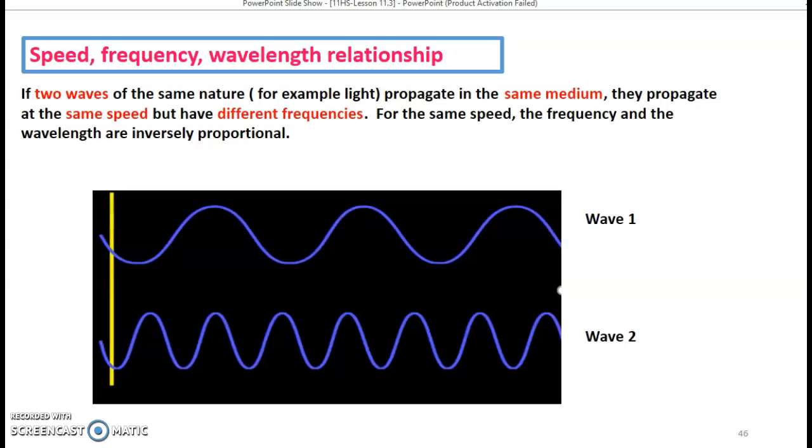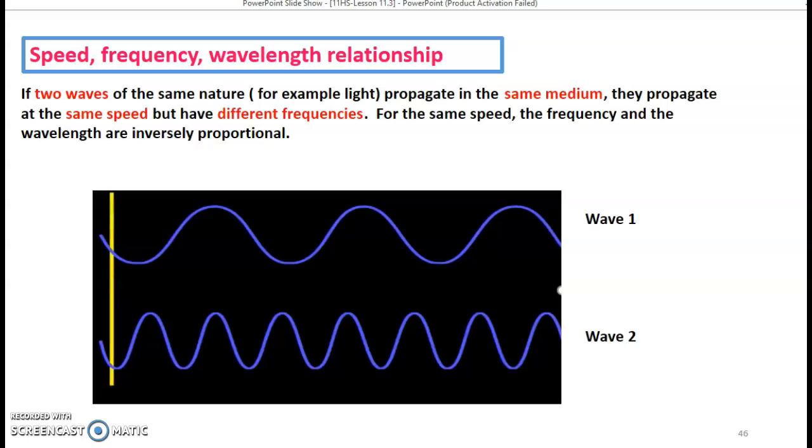However, if we consider two waves of the same nature propagating in the same medium, they propagate at the same speed but have different frequencies. So for the same speed, the frequency and the wavelength are inversely proportional. Because V equals lambda times F, we have that the product now of two parameters is constant, not the ratio, the product is constant. So lambda and F are inversely proportional. So having V equals lambda times F, where V is the same for these two waves in the same medium.